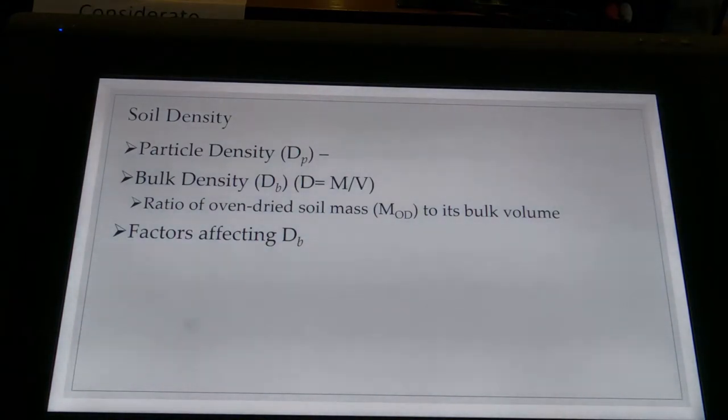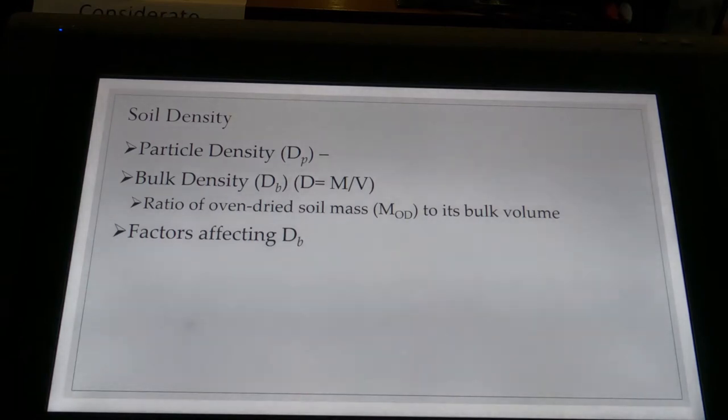And y'all, we've already been over most of this, haven't we? Y'all remember this from lab? What is the particle density? 2.65 grams per cubic centimeter. That's the density of sand. 2.65 grams per cubic centimeter. There's no pore space there.